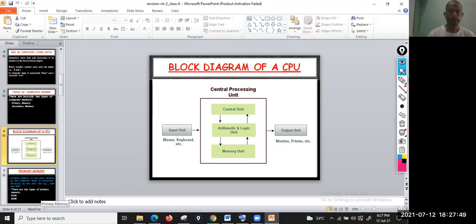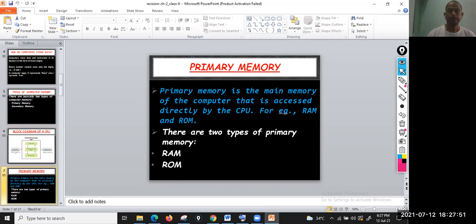Now, primary memory. Primary memory is the main memory of the computer that is accessed directly by the CPU, for example, RAM and ROM. When you are going to run any application or program, it is first accessed by the RAM.